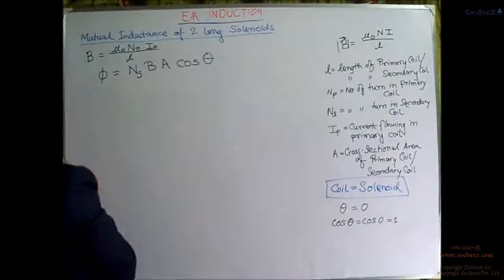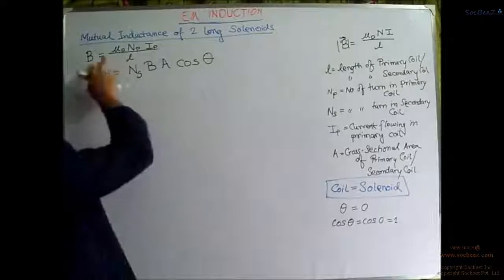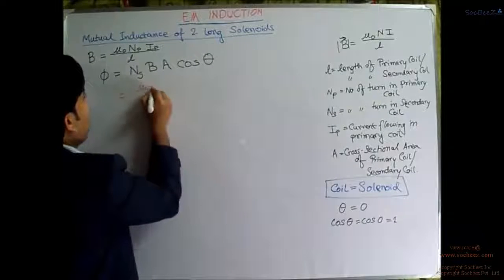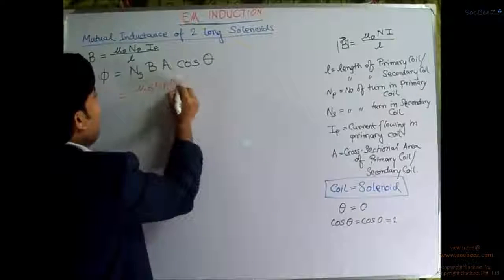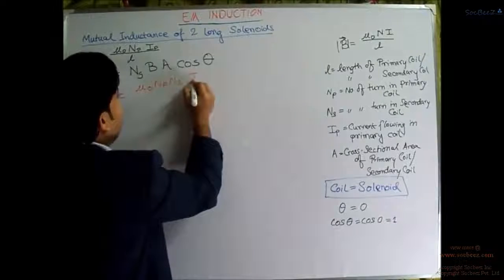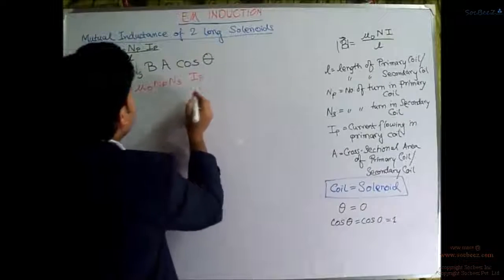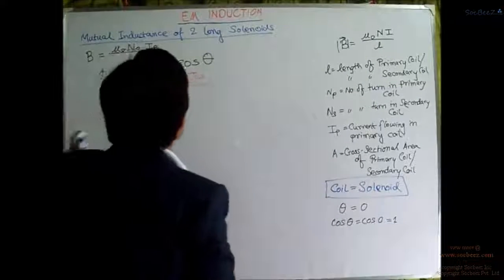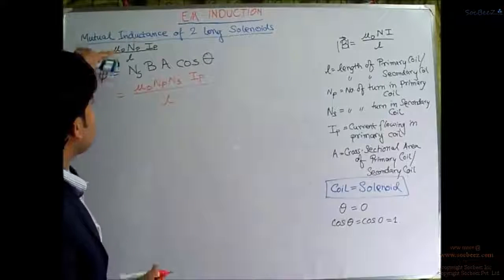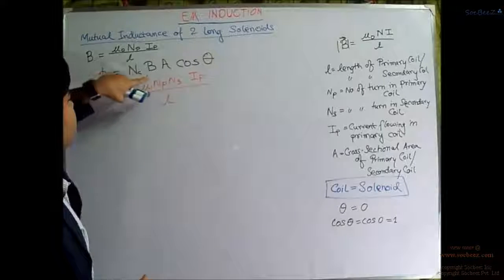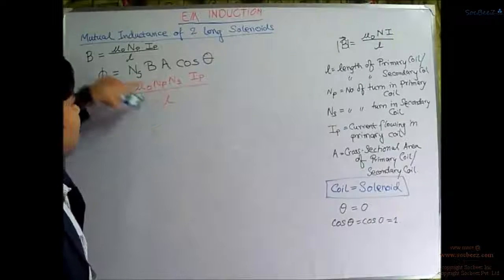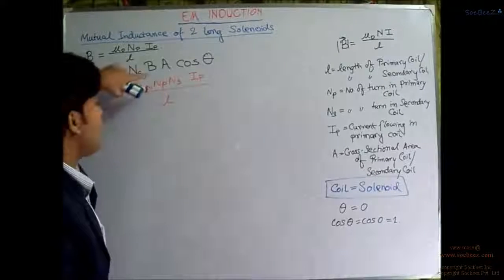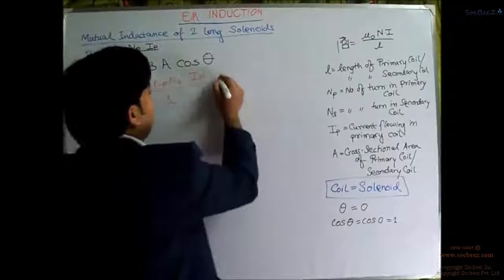So we can write this now, putting the value of B over here, as mu naught NP NS multiplied by IP divided by L, and cos theta equals 1. So this is the mu naught, this is the NP, this is the NS, this is the divided by L, and this is the IP. The entire term contains NS, B, and now the area.